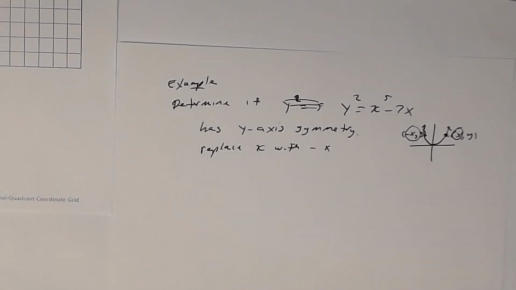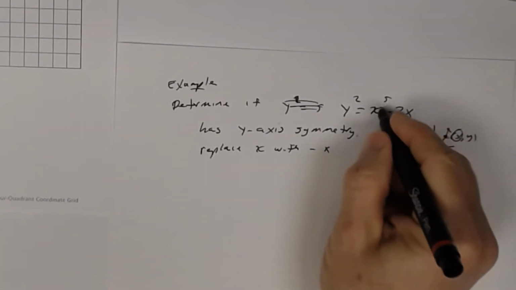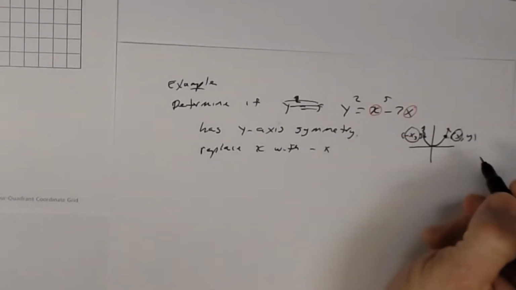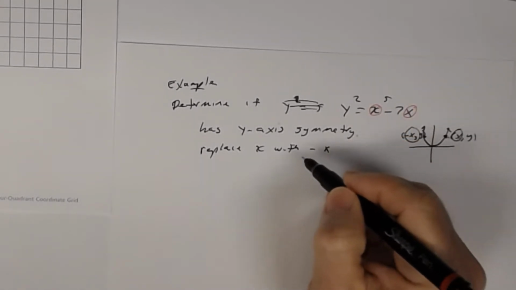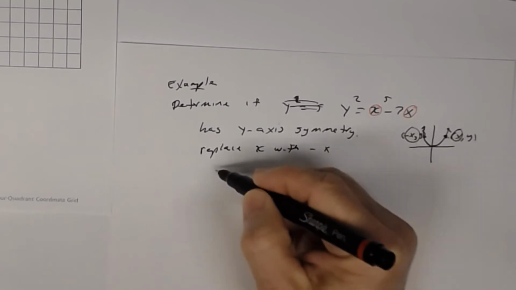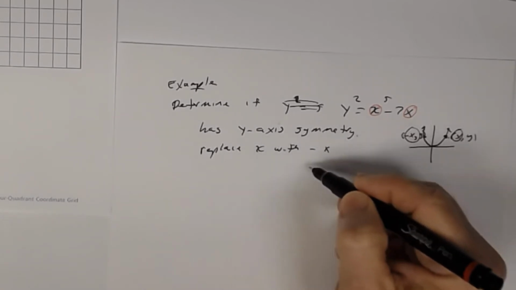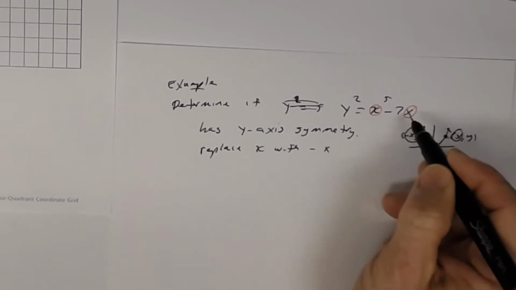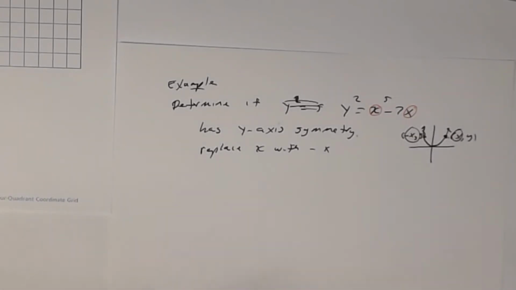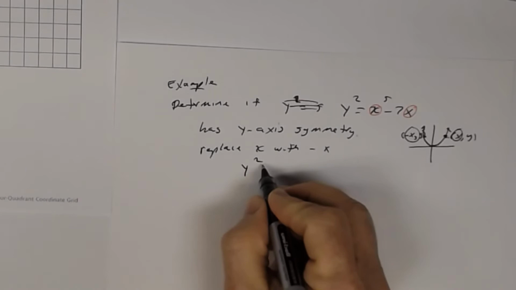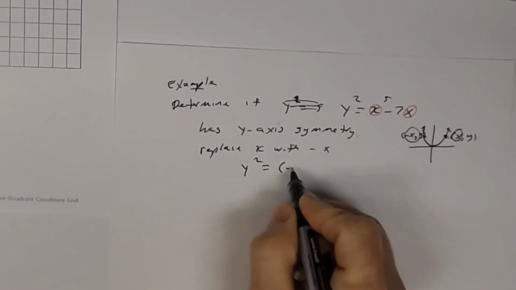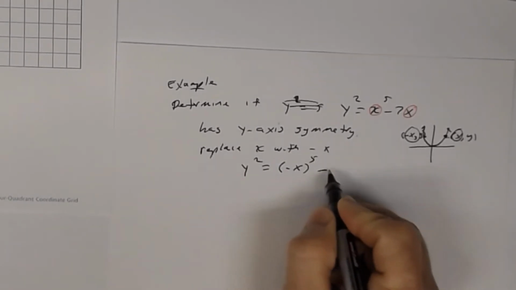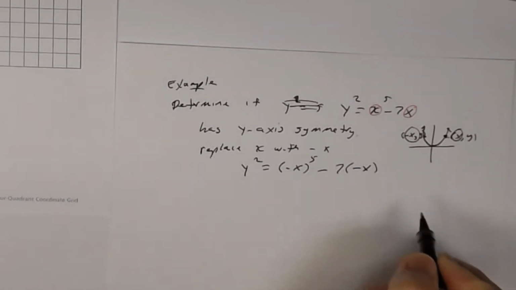Then wherever I see the variable x, I'm going to circle it, and remind myself that when I write this next part, I'm going to put the negative x in parentheses wherever I saw the x. So now I get y squared equals parentheses negative x to the fifth minus 7 times negative x.